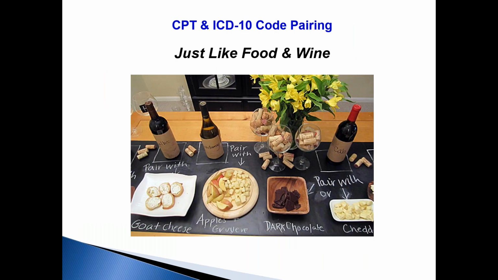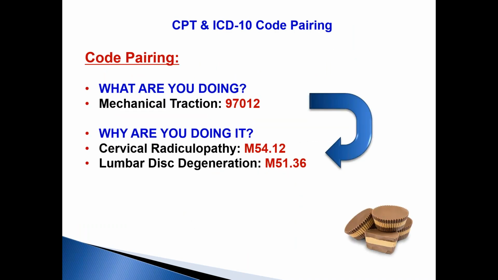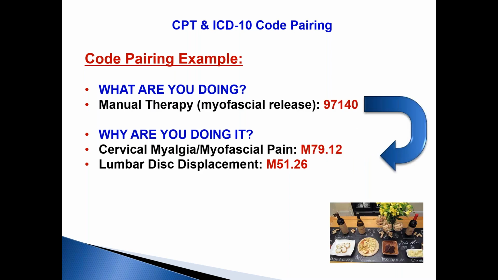The book I mentioned. Oh, so let me show you the answers. If you're doing mechanical traction, here are the codes that pair with radiculopathy and disc degeneration. You're doing myofascial release, 97140. There's a couple of codes that it pairs with. M79.12, I love that diagnosis. It's myofascial pain syndrome of the muscles in the neck. And what am I going to do?